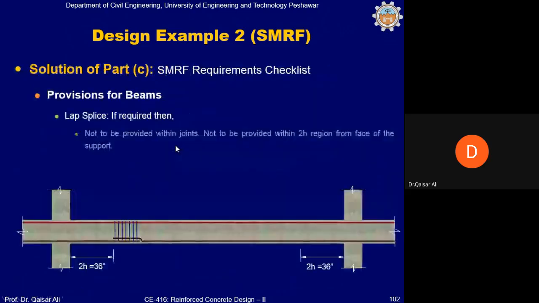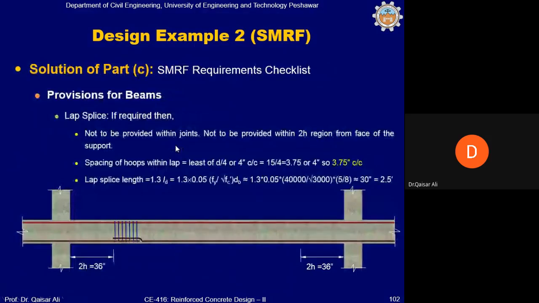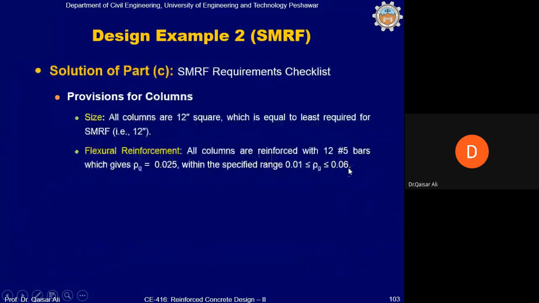Lapping shall be avoided away from the mid span and also from the 2H location, and lapping shall be provided as per the requirement of the code, which is 50 diameter of the bar for grade 40 and 75. So this comes out to be 2.5 feet. So this lap length shall be at least 2.5 feet, and the stirrup spacing within this region shall be 3.75 inch, because it was d by 4. Here d is 15 inch, so 15 divided by 4 is 3.75 inch.